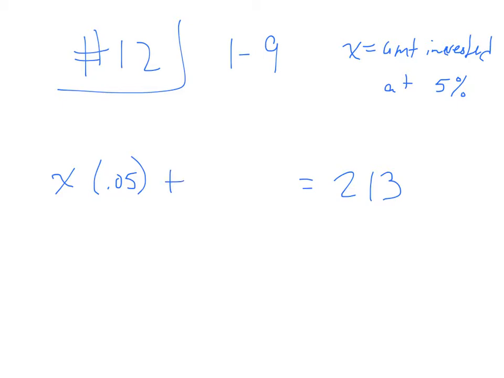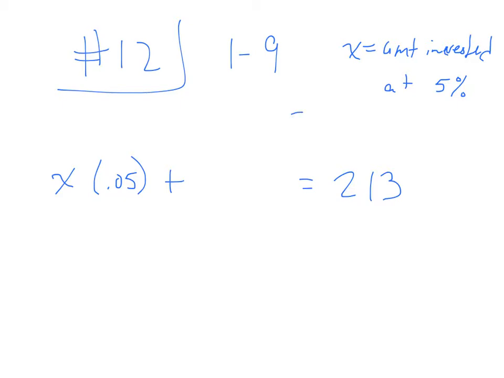If X is invested at that amount, what's left over from the amount you started with? How much did you invest altogether? How much money was it? What was the total number? The total number? 3,000 was the total number. So if I invest X at 5%, how much is left at 8%? Again, I'm investing X, which is a part of it. What do you got, Nina?